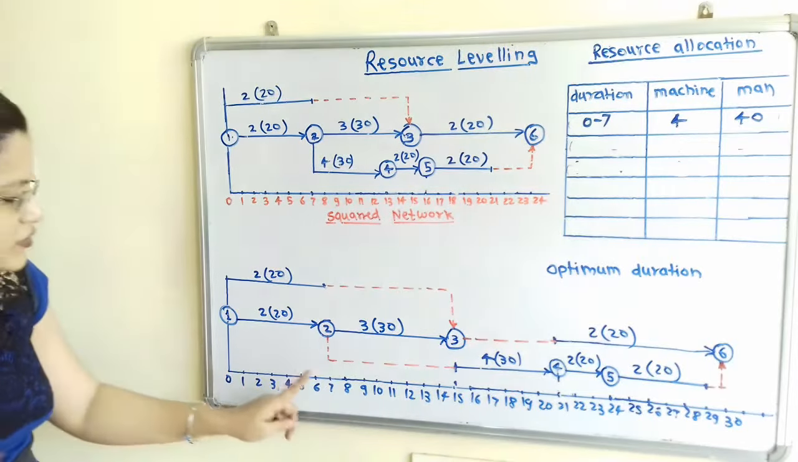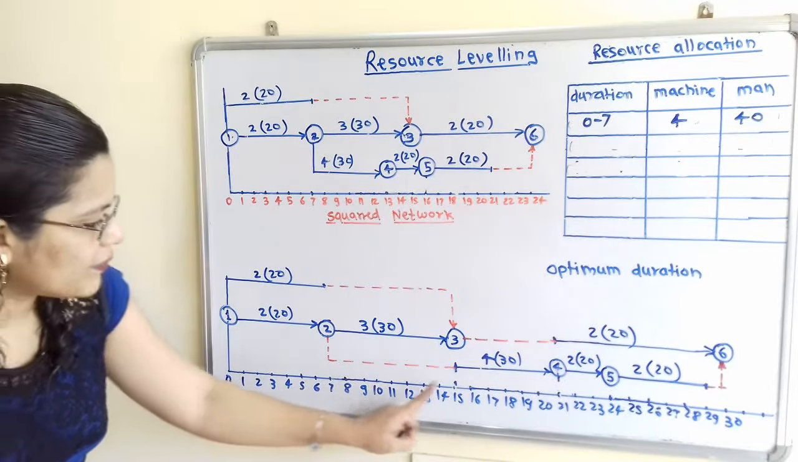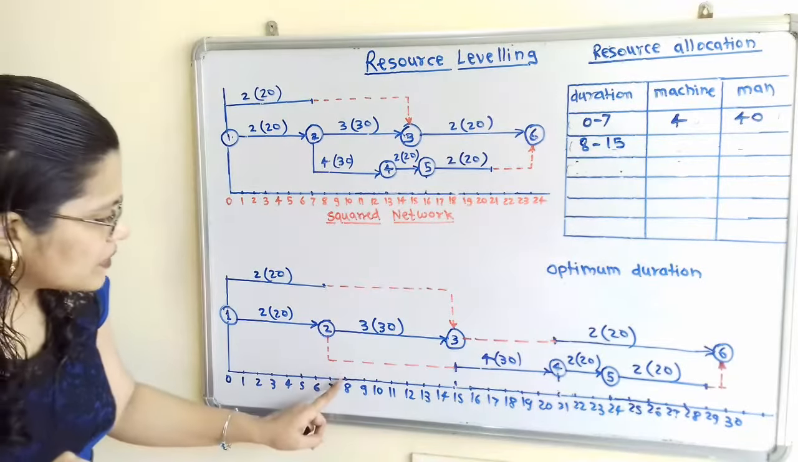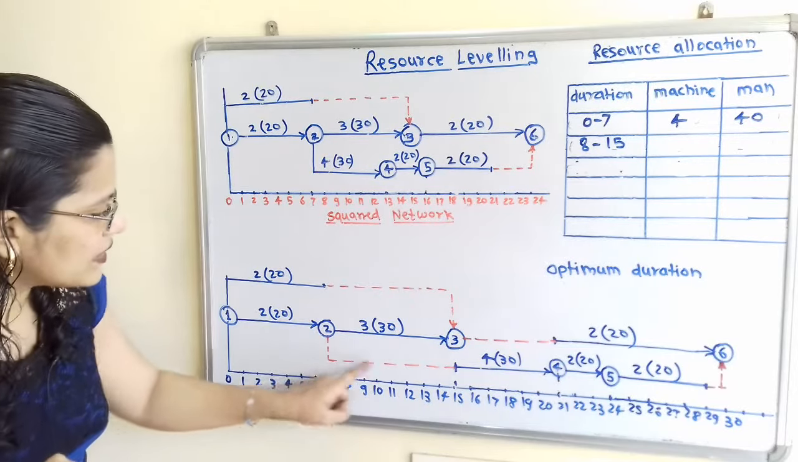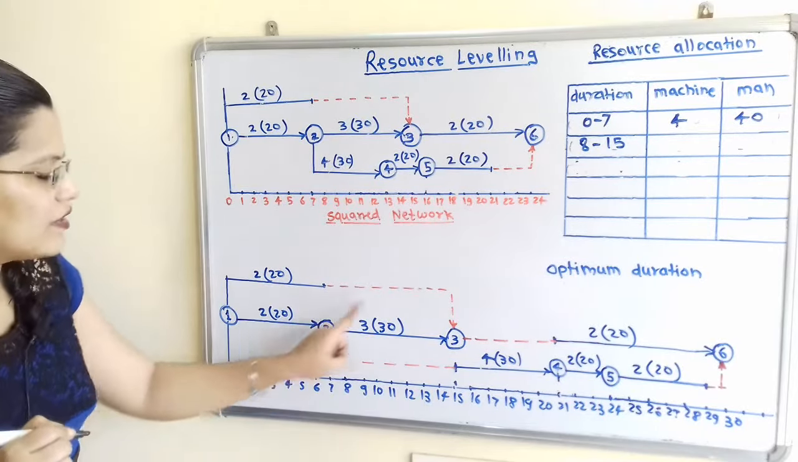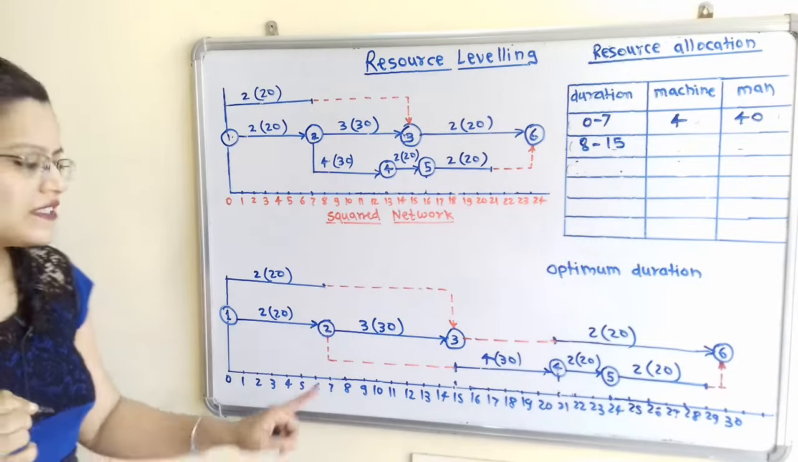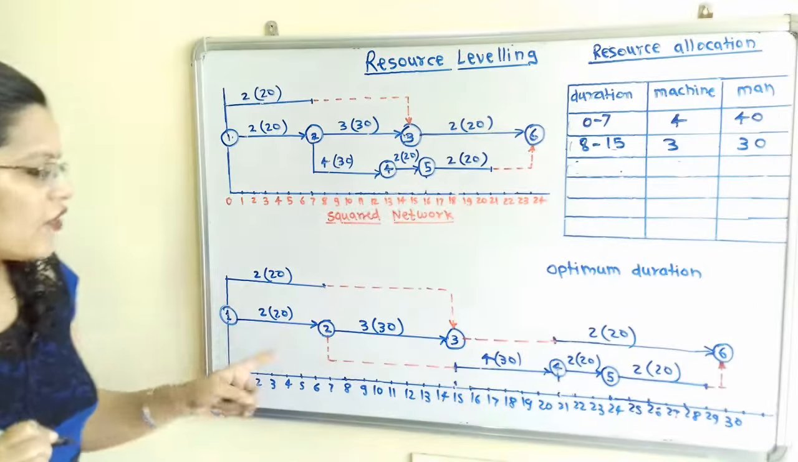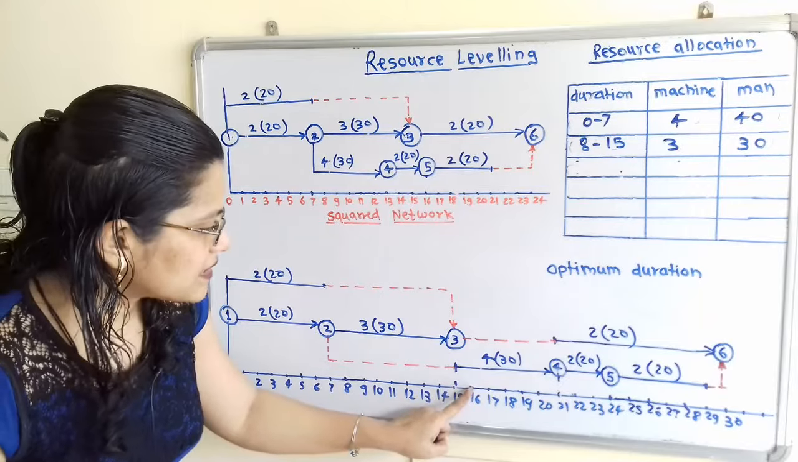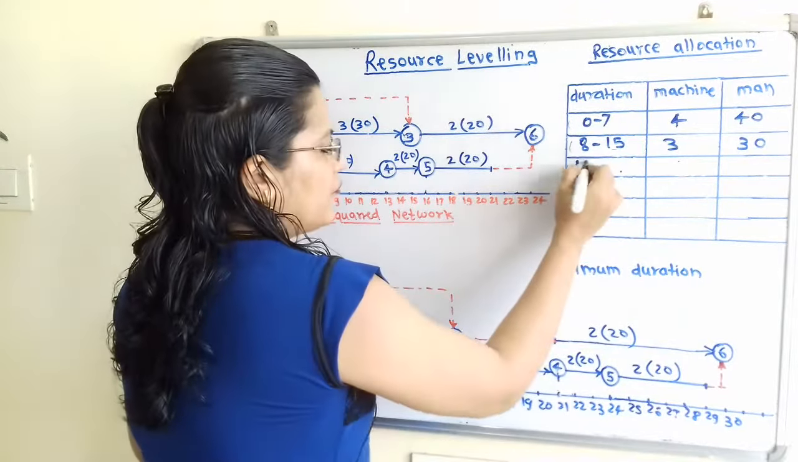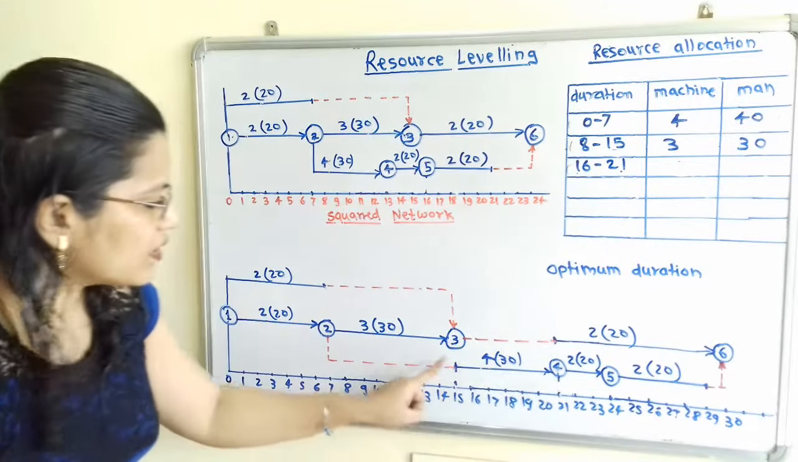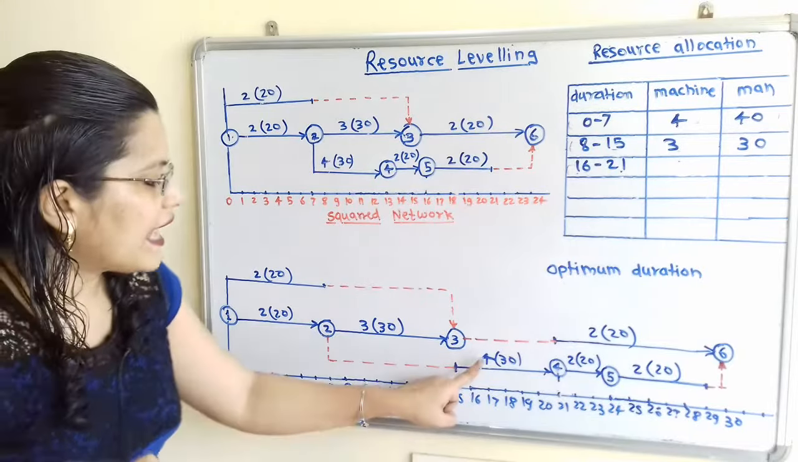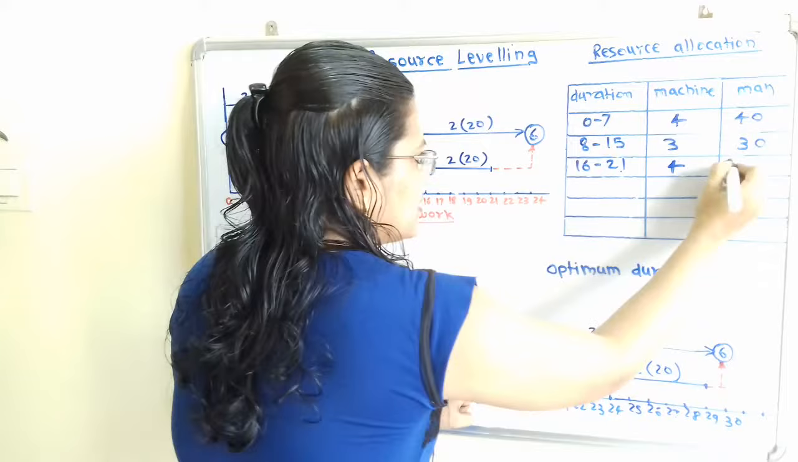Now we will take the next duration. So after 7, here is the day 8 up to day 15. So I will write here 8 to 15. So if we observe for this duration 8 to 15, here is the dotted line and here is also the dotted line. So only 2 to 3 activity is completed, and for this 3 machines and 30 men are engaged. Now we will take the next duration, that is 16 to 21. So after the day 16 to 21, if we observe only one straight line, that is for activity 2 to 4 is completed, and for that 4 machines are engaged and 30 men.